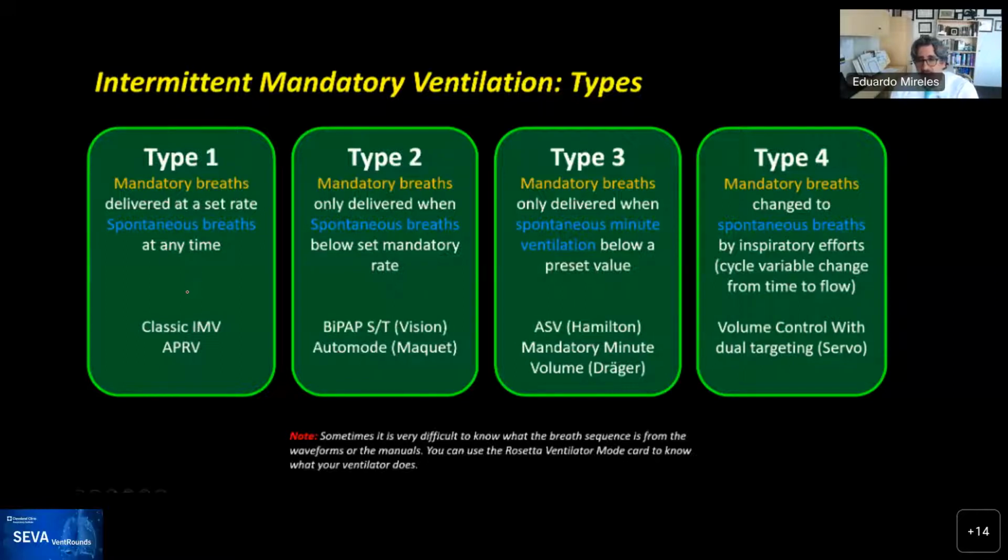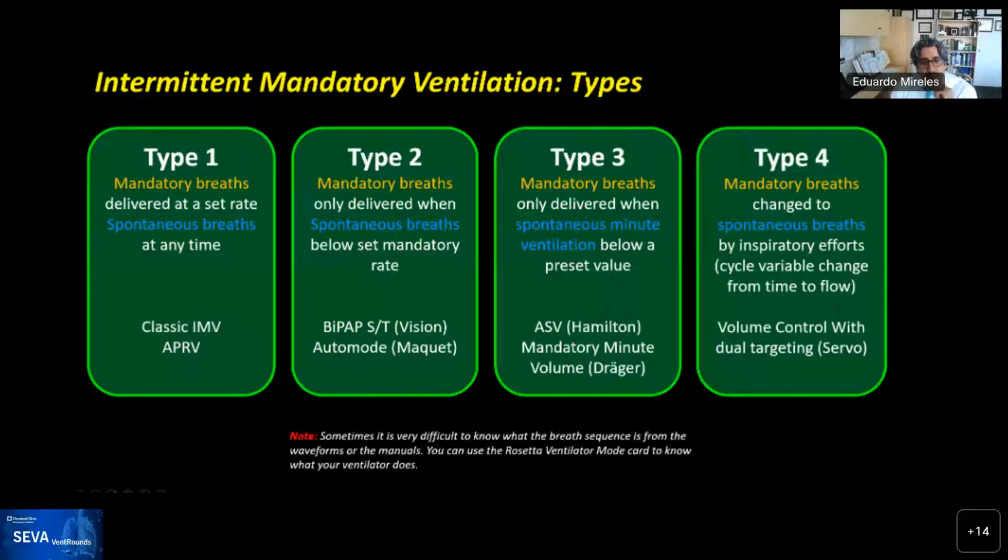So if you set it at 10, you'll get 10 breaths. If you set it at 5, you'll get 5 breaths. Type 2 is mandatory breaths only delivered when spontaneous breaths are below the set mandatory rate. So if you go below that set mandatory rate, and there are different algorithms to calculate that, then you start getting mandatory breaths. Otherwise, you could be breathing fast and tiny breaths, and you would not get any mandatory breaths. So this is a different type of IMV. And you see a couple of examples of modes that do that here.